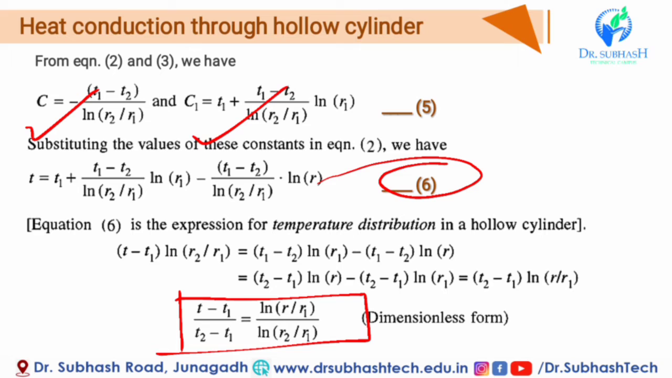Suppose you want to find the temperature at a particular radius, and you know that the temperature at the inside radius R1 is, say, 100 degrees centigrade and at the outside radius, say, 50 degrees centigrade. So now at a particular radius R, what is the temperature T? If you want to find that out, then use this equation. It's a very important equation for the examples.